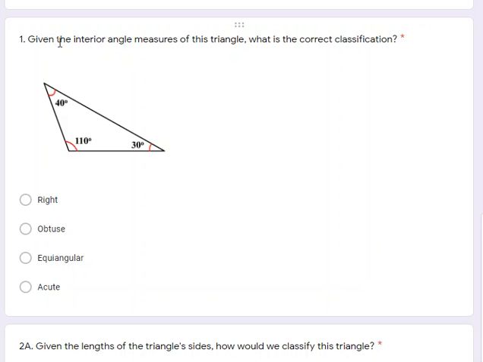Question 1 asks, given the interior angle measures of this triangle, what is the correct classification? 40 degrees, 110 degrees, 30 degrees. Is it right triangle, obtuse triangle, equiangular triangle, or acute triangle?